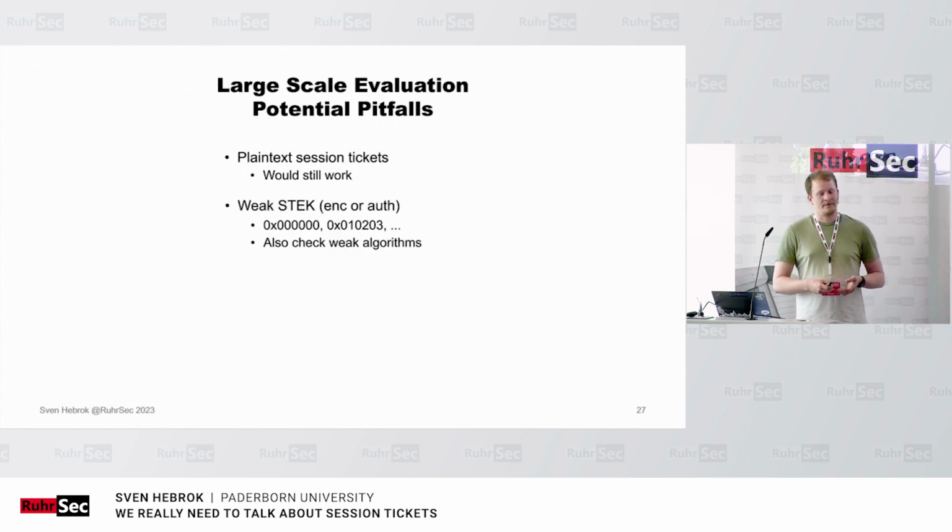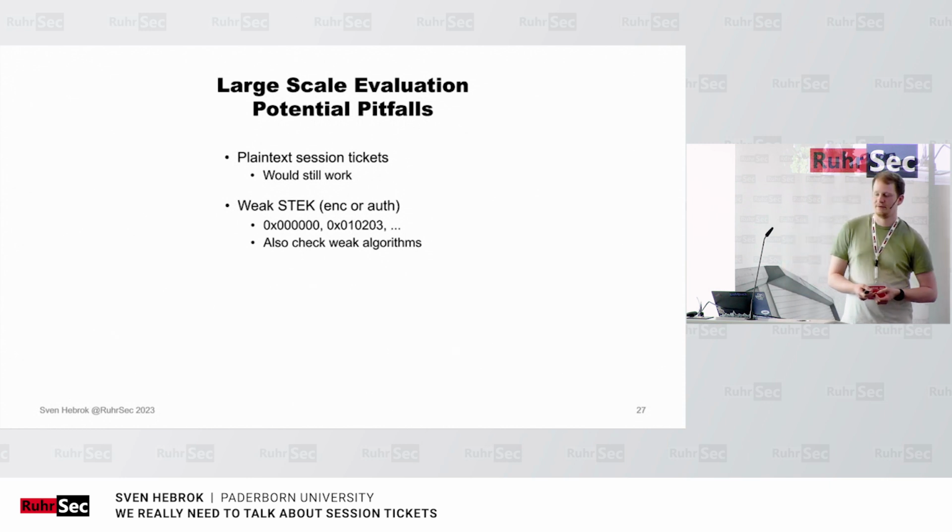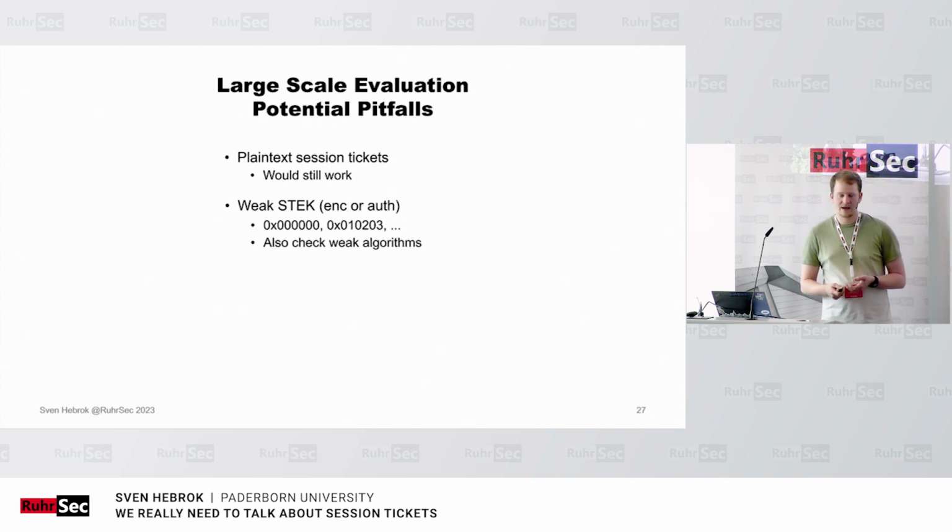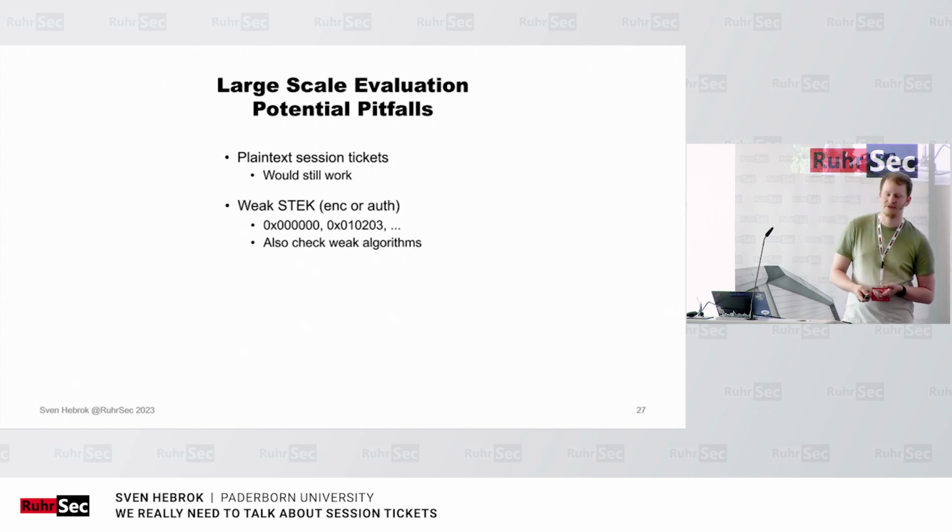Next, okay, maybe they have encrypted it, but have chosen a zero key like we've seen in the CVE. So we have to check for that. But zero isn't the only key we would consider weak, a key like 1, 2, 3, 4, 5 is also a bad choice. So we've included further keys. And while we're at it, maybe we also find an implementation that uses an old algorithm like DES. So we've also extended it there.